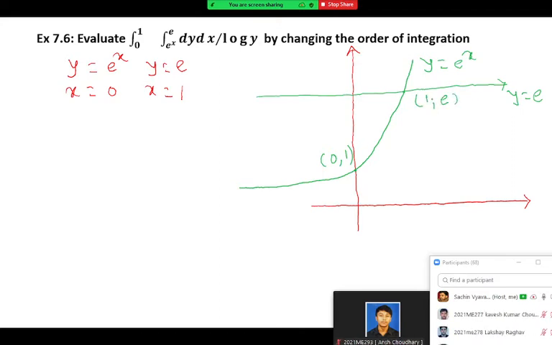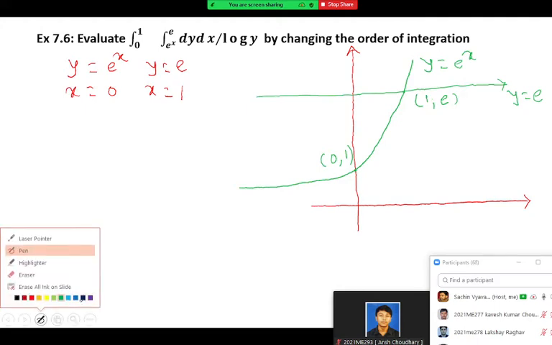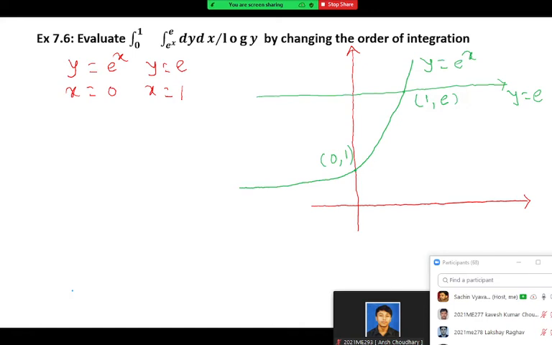1 comma e is a point of intersection. Now x equal to 0: the next line is x equal to 0, which is the y-axis. Then x equal to 1 is parallel to the y-axis and passes through the point 1 comma e, since x equal to 1 there.